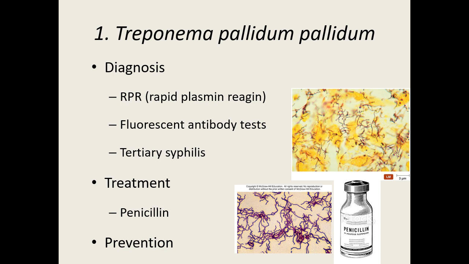Otherwise, treatment: again, the sooner you can get treated, the better. Penicillin is by far the best and most effective antibiotic that works against this bacteria. Prevention, just don't get it in the first place. Abstinence, mutual monogamy, condoms help. Condoms are still not 100% effective.